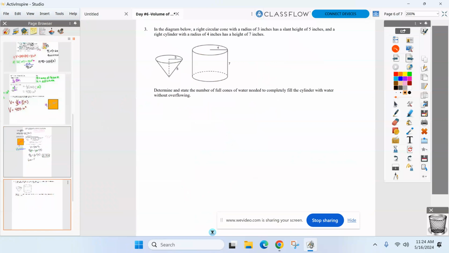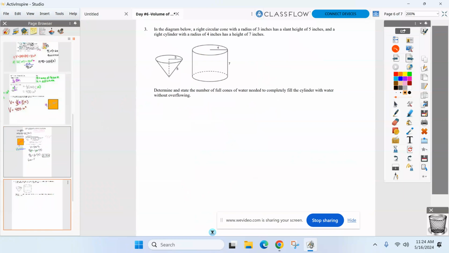All right, as you read through all this, here's the bottom line on this problem. I got a cone I'm going to fill with water. How many of those cones full with water could I dump into the cylinder without it overflowing? That's my question. So I'm going to fill each of the cones with water. How many of those cones could I pour into the cylinder? Full cones, not partial cones. How many full cones could I pour of water into the cylinder without it overflowing?